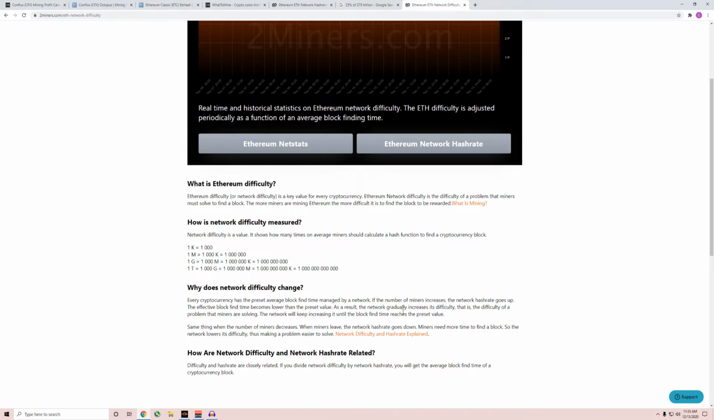But as a result, the network gradually increases its difficulty. That is the difficulty of the problem that miners solve. The network will keep increasing it until the block find time reaches the preset value. The more hash, the more people working, the higher the difficulty goes, because it's always set to a certain block time. It works in reverse too. Once people pull hashes off, the network difficulty drops, making it easier to find blocks, but it always settles around the same block time. So how many miners are there defines how hard it is and how long it takes to get that block, with up and down fluctuations.